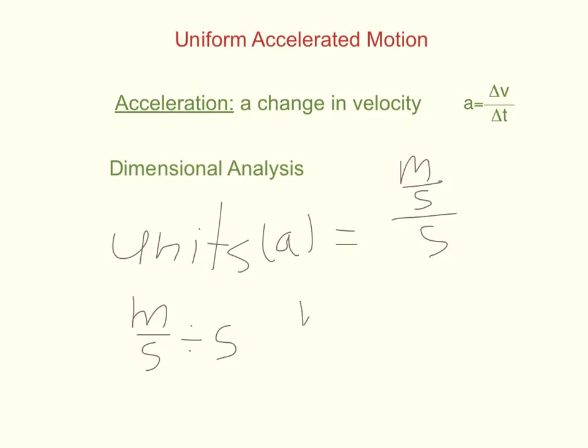So this will become meters over seconds times 1 over seconds. And this means that when I multiply, I'll have meters in the numerator and seconds times seconds, or seconds squared, in the denominator. So this right here is my unit for acceleration, meters per second squared.